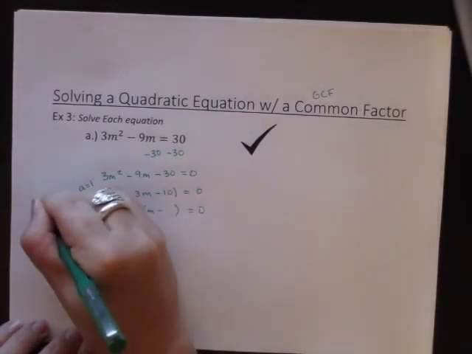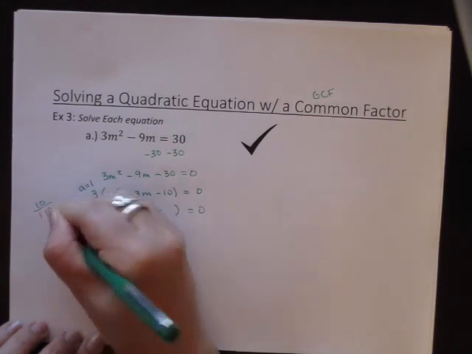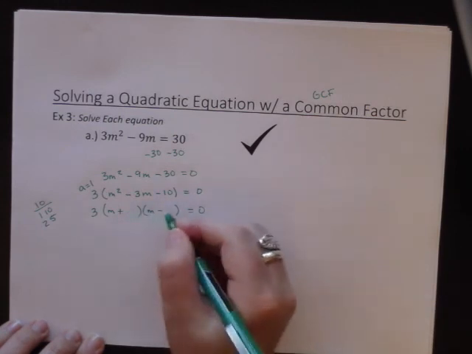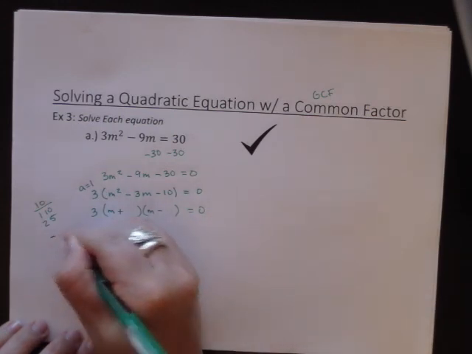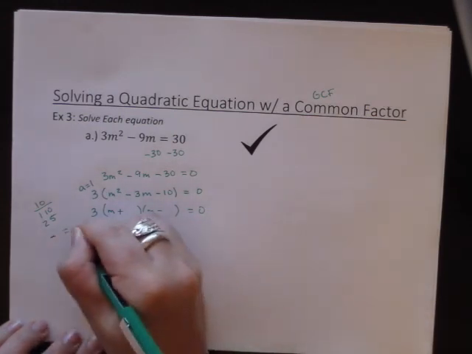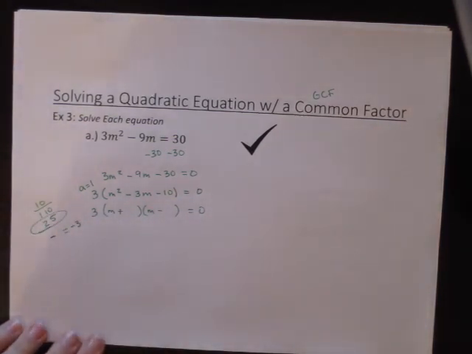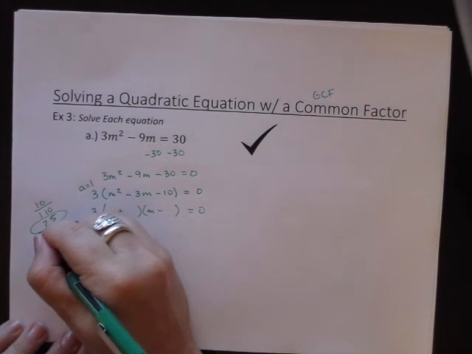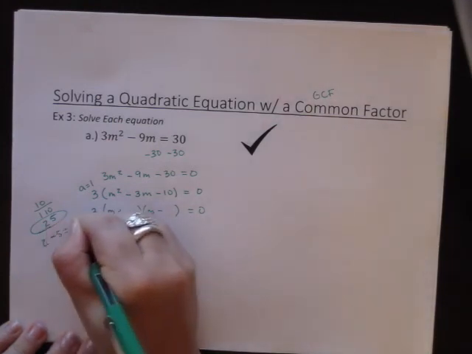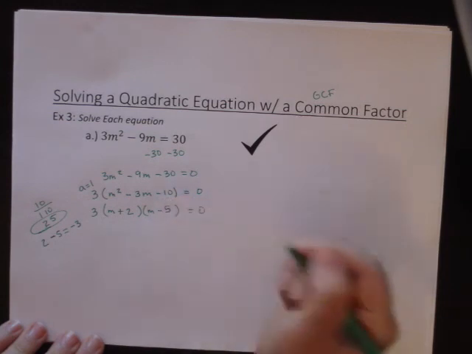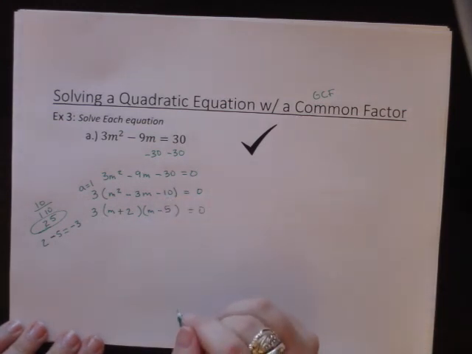So then I have to find the factors of 10, which are 1 and 10, and 2 and 5. There's not any others. Because my signs are different, I'm going to have to use subtraction to get to my b, which is a negative 3. So what I'm going to end up using is the 2 and the 5. Order's super important. It needs to be 2 minus 5 to get me to negative 3. So I go m plus 2, m minus 5, equals 0.